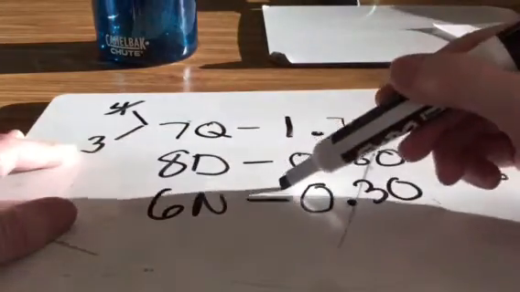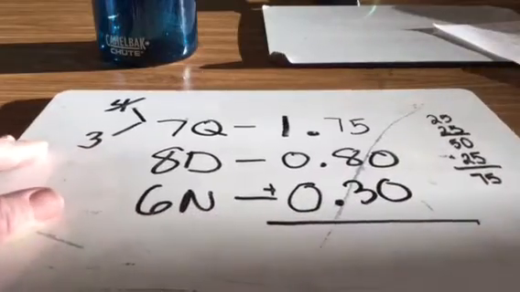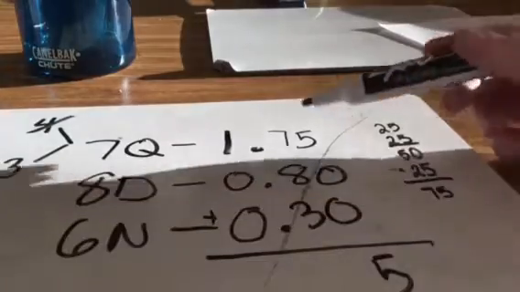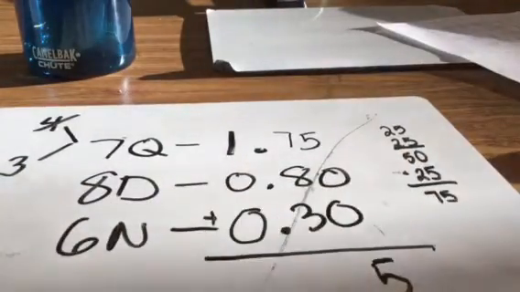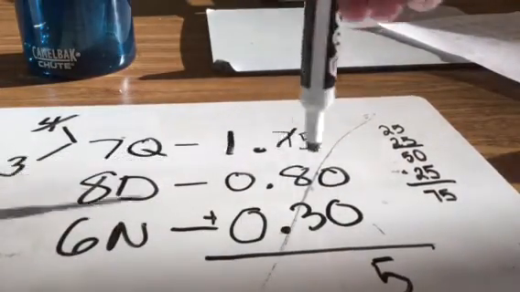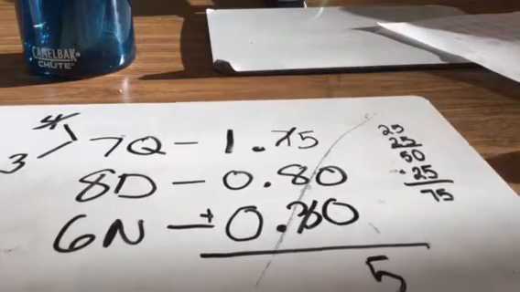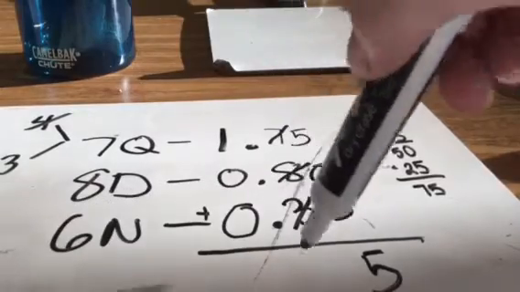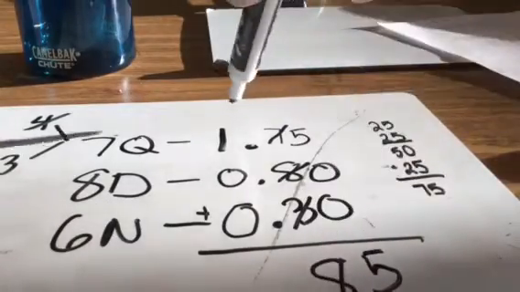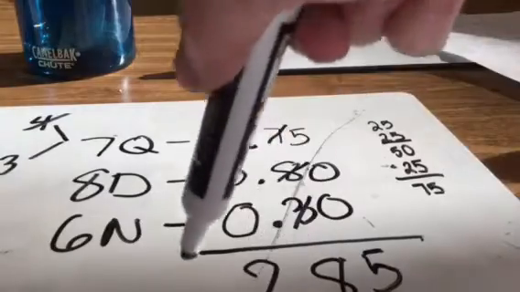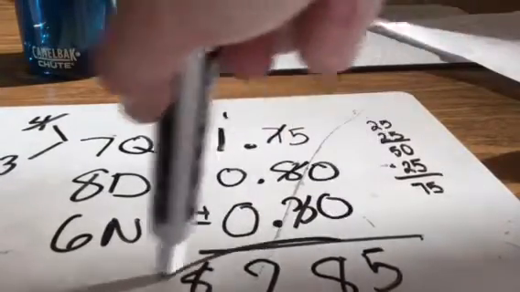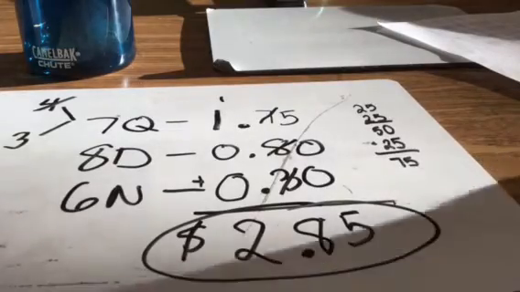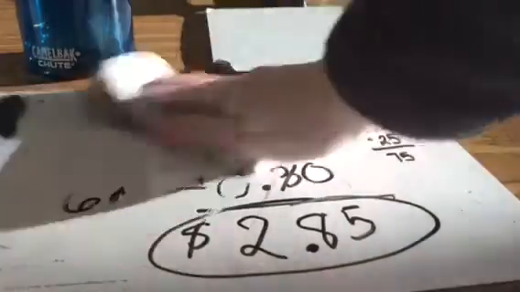And then finally, I just have to add it all together. Okay, I'm gonna look for a tens fact here. I see 7 and 3 make 10. I want a 10 because it's easy to add. 10 and 8 makes 18. So the total is $2.85.